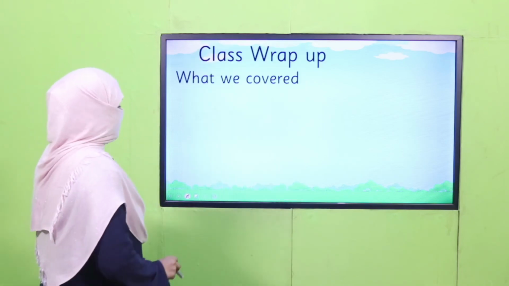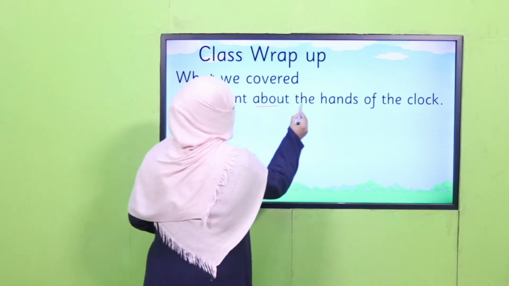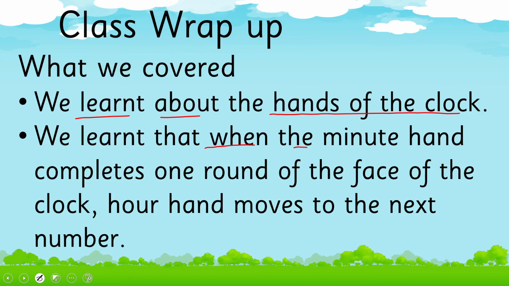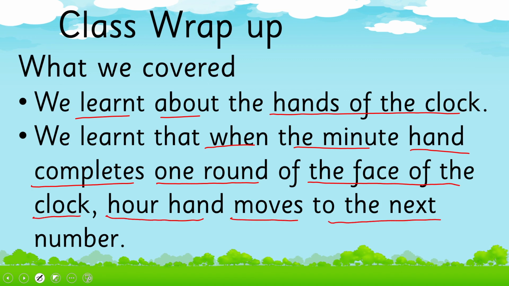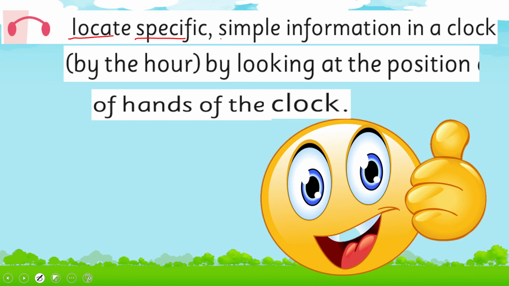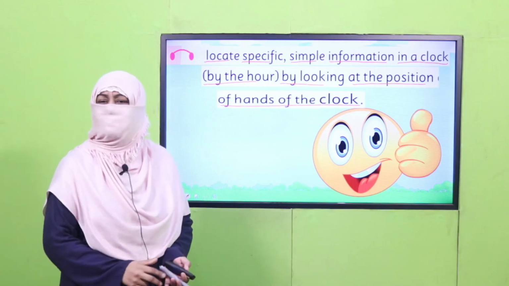So what we have learned today, we learned about the hands of the clock, and we learned that when the minute hand completes one round of the face of the clock, our hour hand moves to the next number, right? So in this way, we achieved today's SLO. That was to locate specific simple information in a clock by the hour by looking at the position of the hands of the clock. Are we done with it?